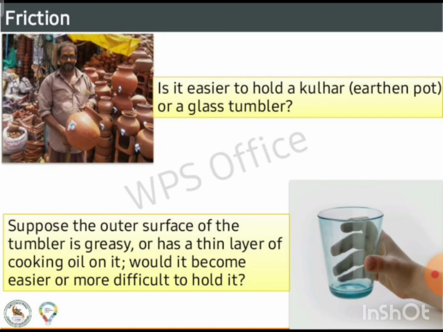friction. It is easier to hold a kulhar, earthen pot or a glass tumbler. Suppose the outer surface of the tumbler is greasy or has a thick layer of cooking oil on it. Would it become easier or more difficult to hold it?